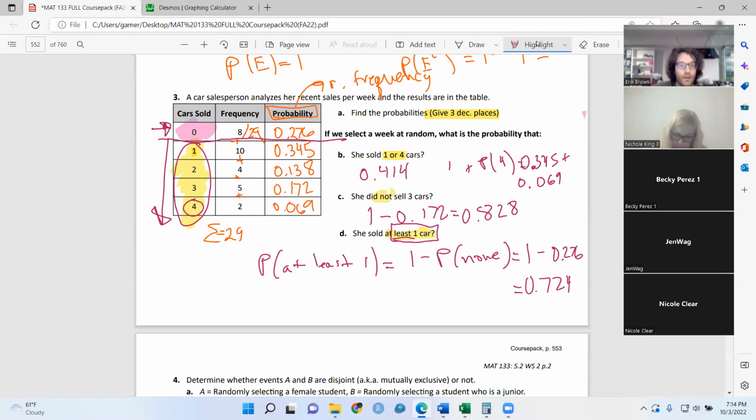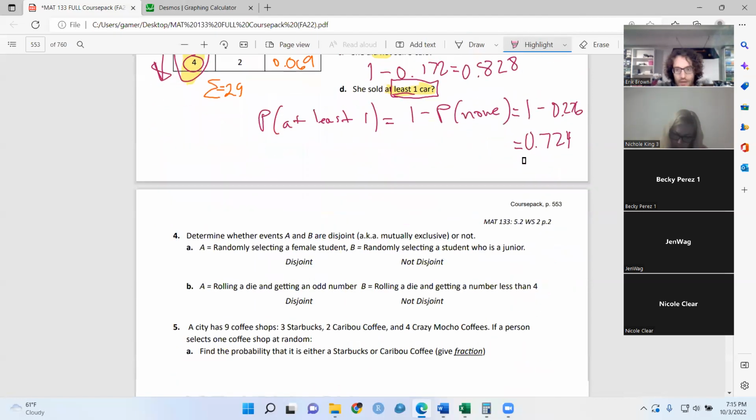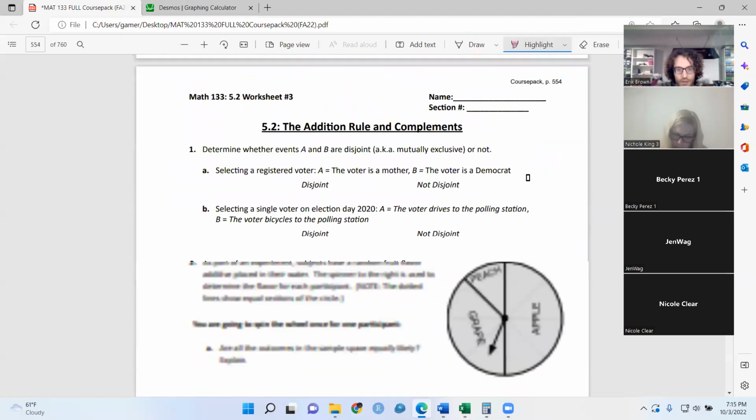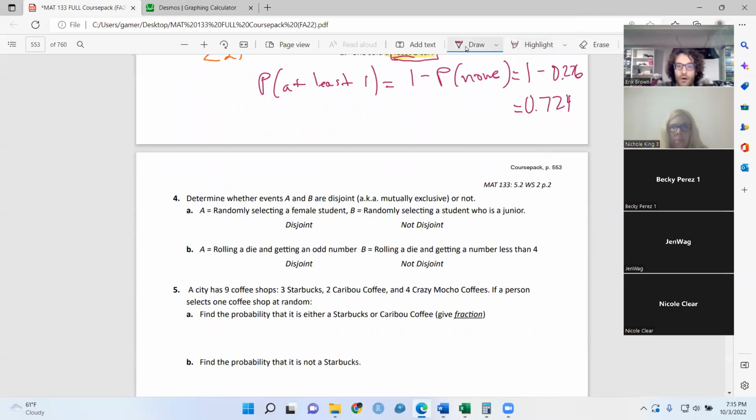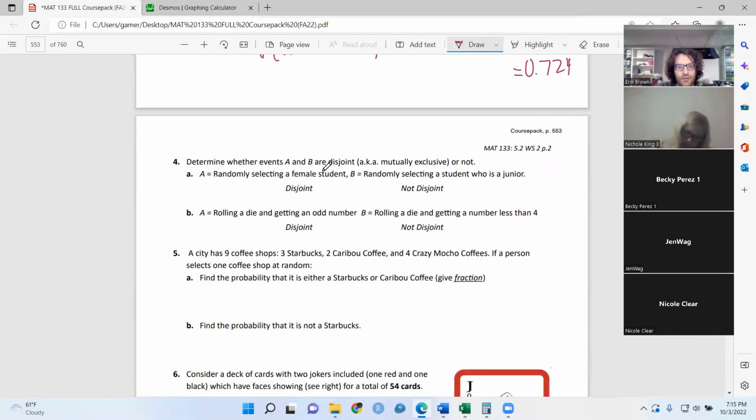Cool. Okay. We've got to press forward a little bit because I want to give us some time to also do the next worksheet, which is the 5.2 one. It's okay if we don't get it all the way done. We can start tomorrow night on it. Let's do this one together real quick.